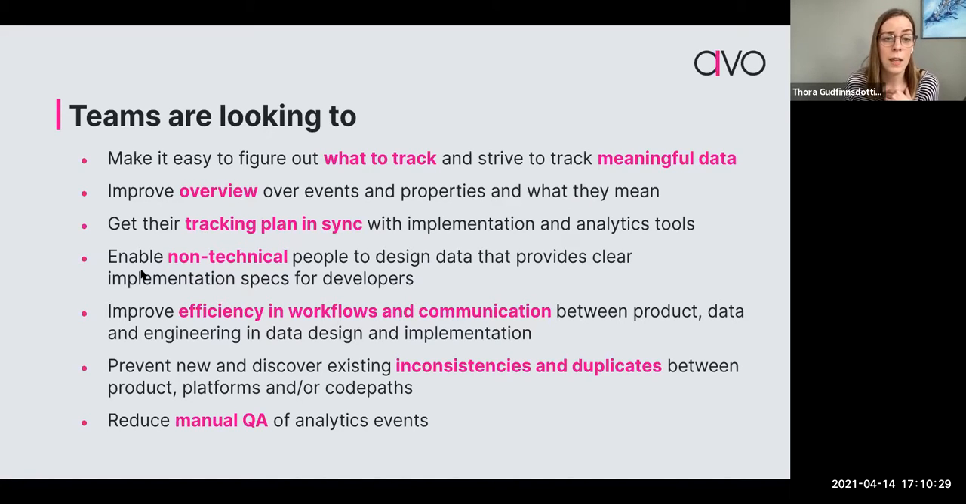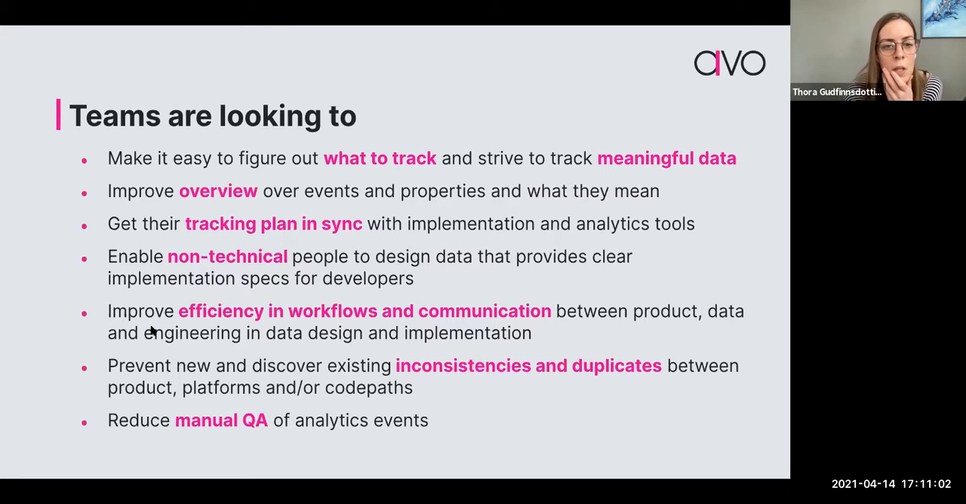Then another thing is to enable non-technical people to design data that provides clear implementation specs for developers. So the teams that have a JSON schema have really clear implementation specs for developers, but it's not really accessible for non-technical people. And if you have a Google Sheet, it's really accessible for non-technical people, but the implementation specs are not going to be very clear for developers. So there is a gap there and often friction between those different stakeholders.